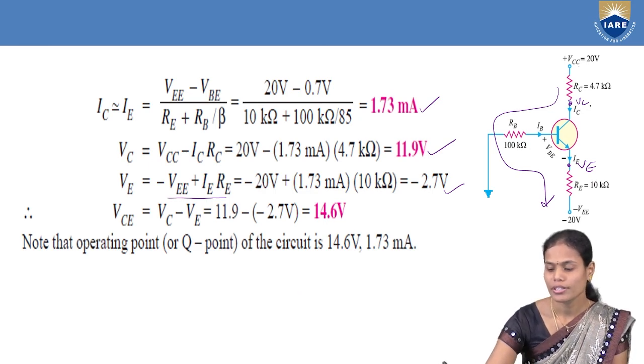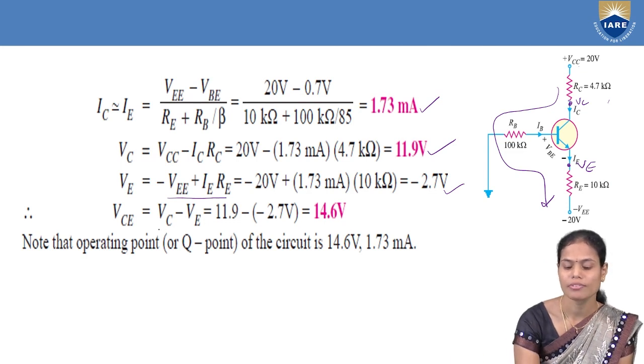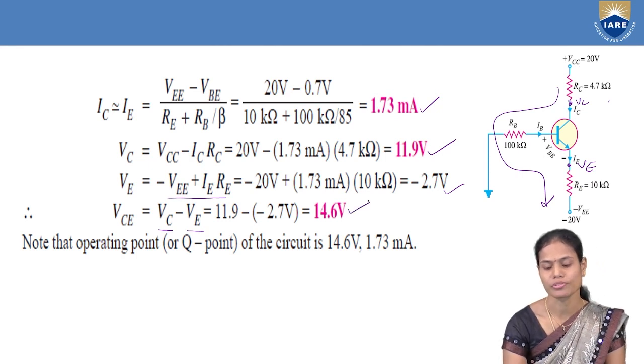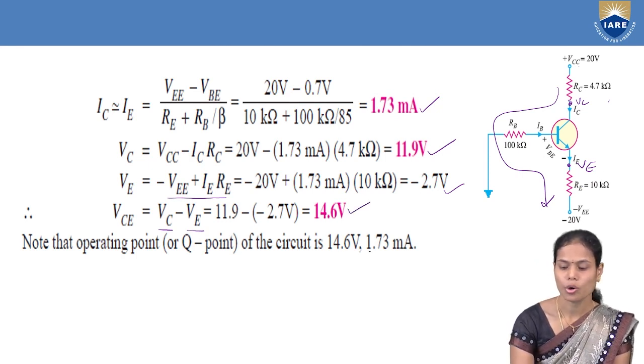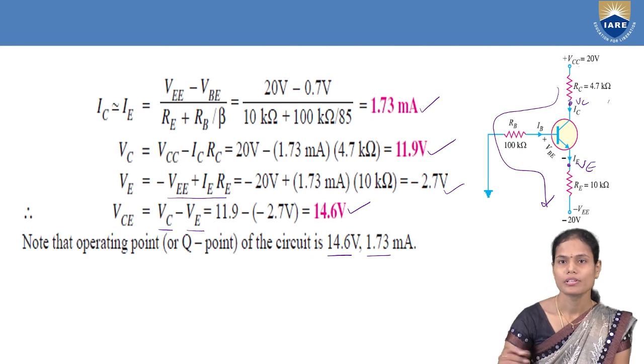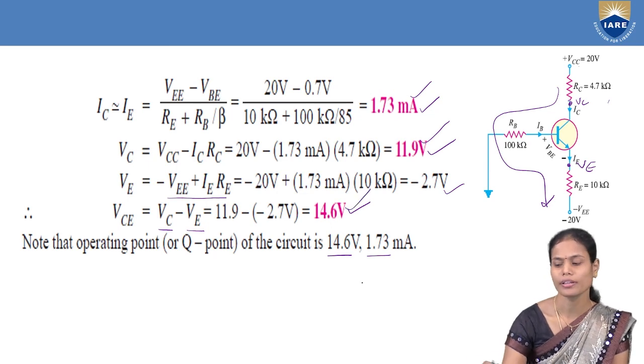But we require here the VCE voltage. To find the VCE voltage, we have to take VC minus VE. That is 11.9 minus of minus 2.7 volts. We will get it as 14.6 volts. So the operating point here is 14.6 volts, 1.73 milliamperes. So the asked values are IC, VC and VCE as well as the operating point.